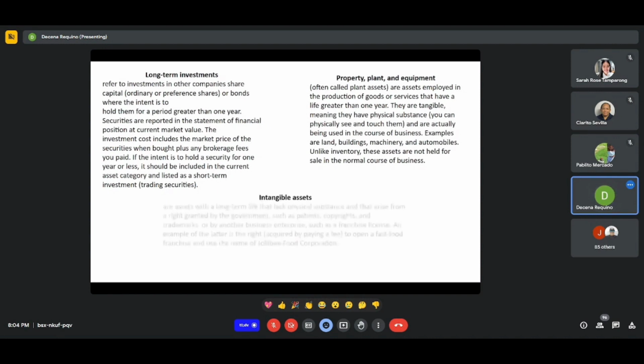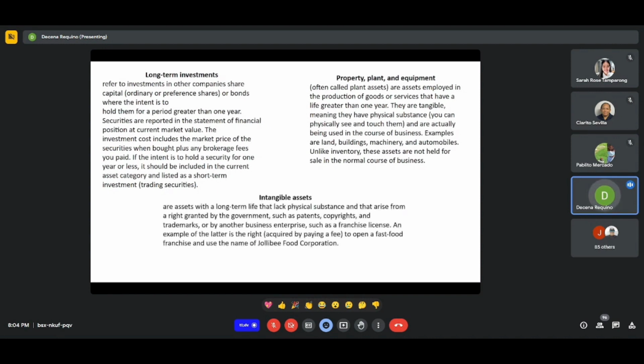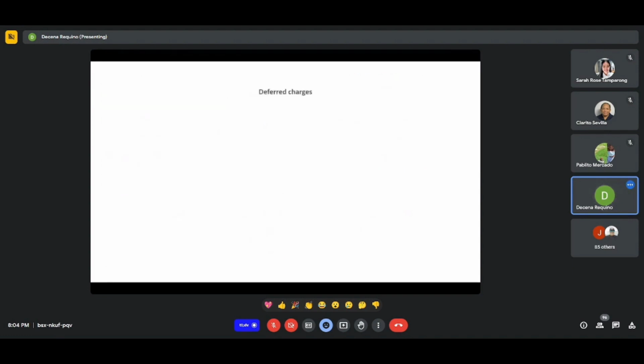Intangible assets, these are assets with a long-term life that lack physical substance and that arise from a right granted by the government, such as patent, copyrights, trademarks, or by another business enterprise, such as franchise license. So, ang tawag doon, intangible assets.